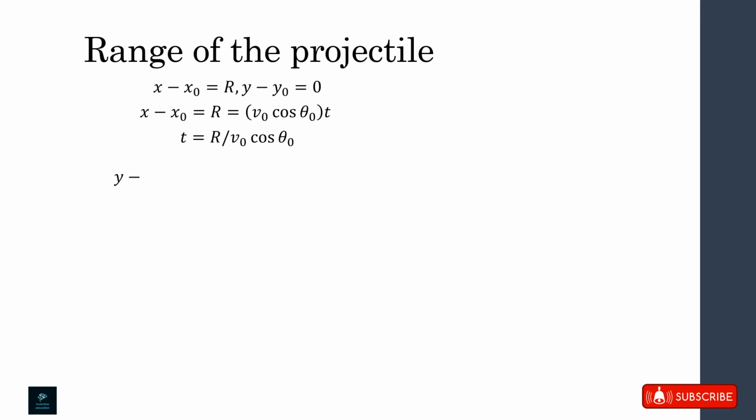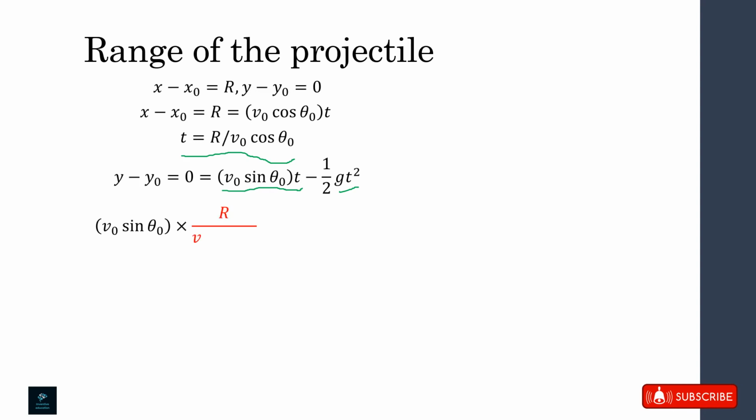And from equation 2 we obtain y minus y0, which is equal to 0, and this is equal to v0 sin theta 0 times t minus half g t square. Putting the value of t from here into this equation, we obtain v0 sin theta 0 times R by v0 cos theta 0 equal to half g R square divided by v0 square cos square theta 0. Here we have rearranged the equation and moved this across the equal sign.